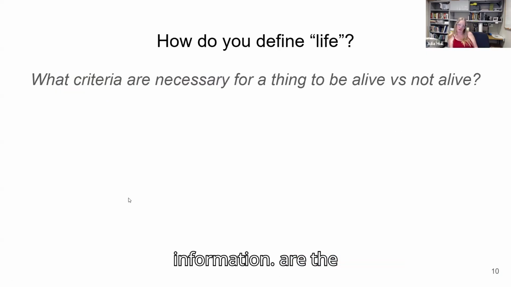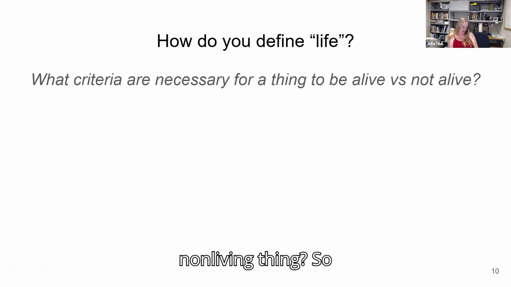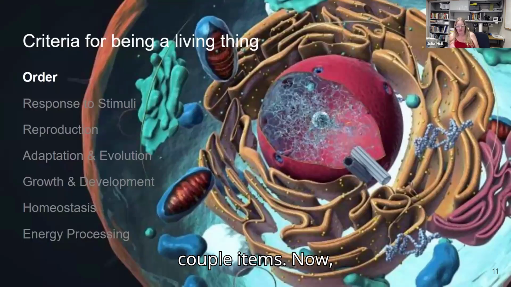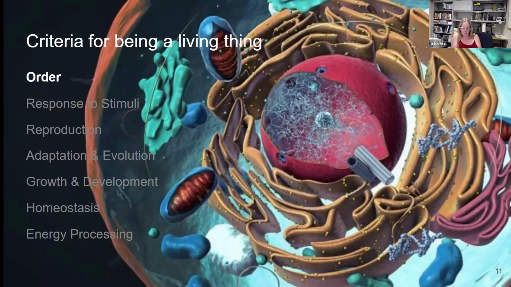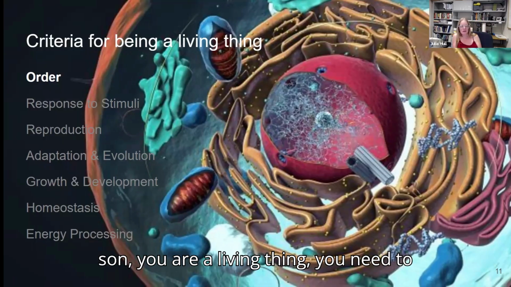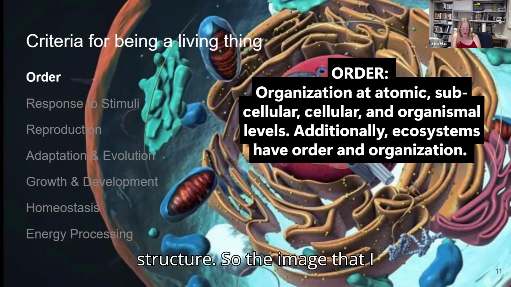Okay. So what are the criteria that separate a living thing from a non-living thing? See if you can come up with a couple items. Now, there's a whole list. Well, in order to be alive, bless you, my son, you are a living thing, you need to have order. There needs to be structure.